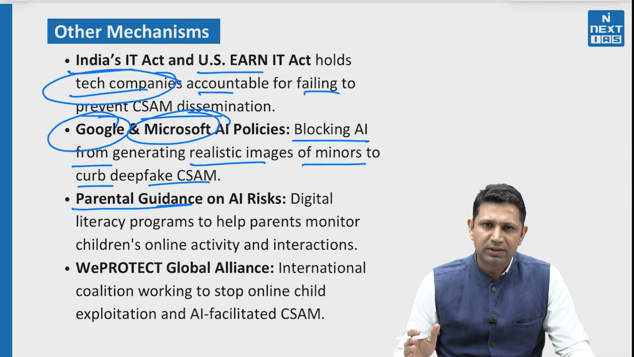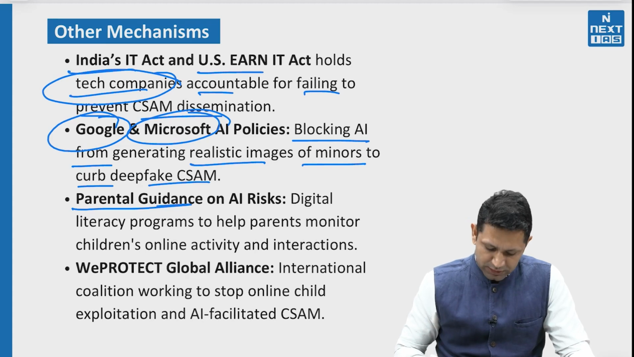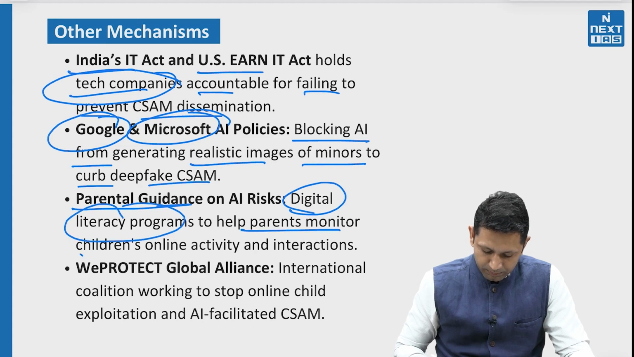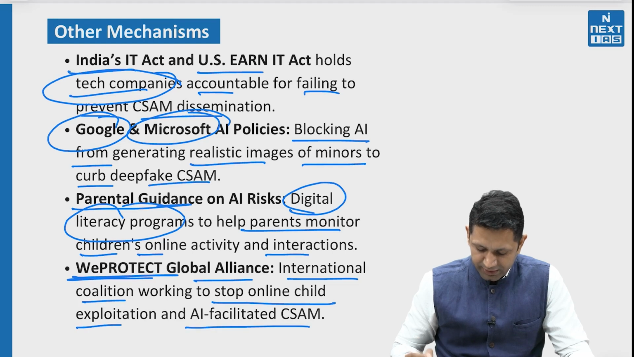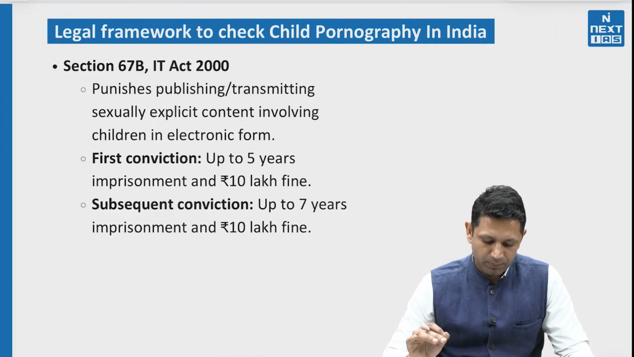schemes and mechanisms going on, which are actually digital literacy programs to help parents monitor children's online activity and interactions. And lastly, the WeProtect Global Alliance is there, which is an international coalition working to stop online child exploitation and AI-facilitated CSAM.